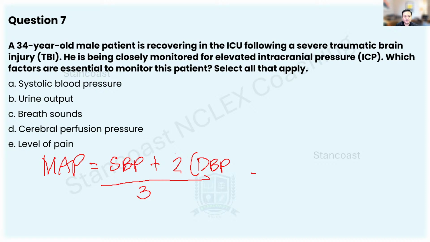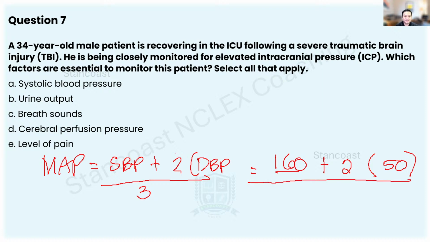So for example, if your patient has a systolic blood pressure of maybe 160, hypertensive, right, in an ICP, systolic blood pressure. And for example, if their diastolic blood pressure is, let's put 50 this time. That is quite low. And then you're going to multiply it by 2. So what would be that? Okay. So you have 160 plus 100, right? And you're going to divide it by 3. So what is your value this time?